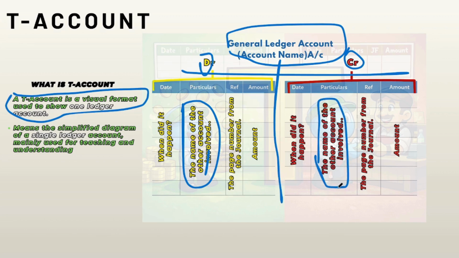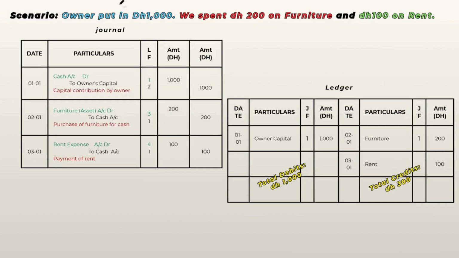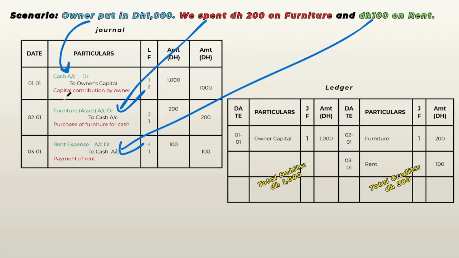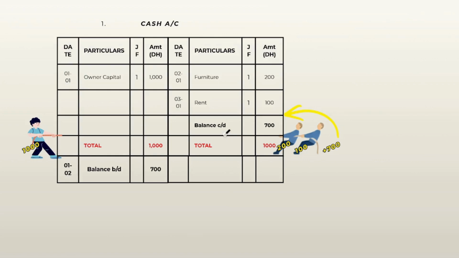All right, pencils out. Let's look at a real scenario. Here's our story. The owner puts in 1,000 dirhams. Then we spend 200 on furniture and 100 on rent. On the left, you see the journal entries. We have a debit to cash, then a credit to cash, then another credit to cash. Now, look at the right. We have created 3 separate boxes, 3 separate T accounts: owner capital, furniture, and rent. We're going to take the numbers from the journal and post them into these specific accounts. But the most important one, and the trickiest one, is the cash account. Let's zoom in on that one specifically.